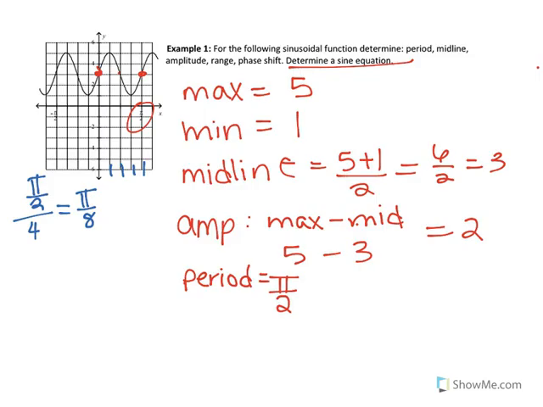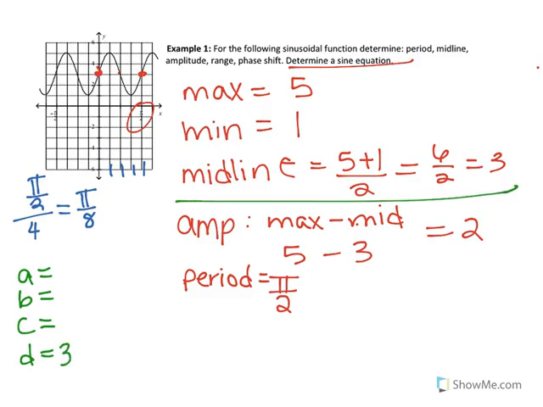Okay, let's make an equation. So I'm going to write out A, B, C, and D. And I like to start with the D value because it's my midline. So D is 3. And my amplitude is my A value. So that is 2. Our C value is our phase shift. So for a sine function, it's supposed to start at the midline and go up, which is exactly what we have. So there is no phase shift.